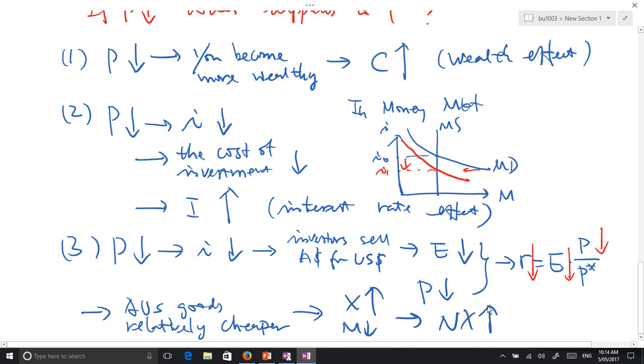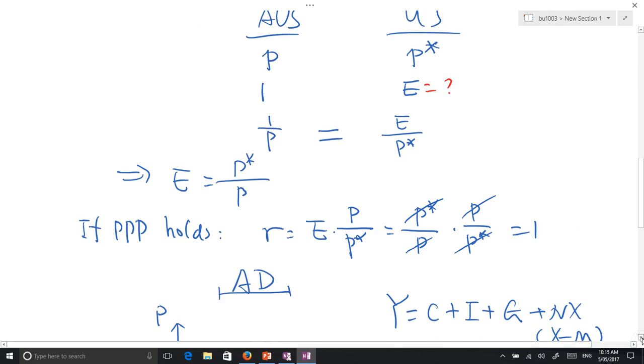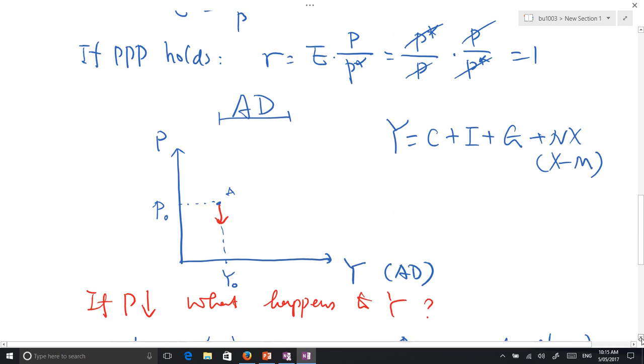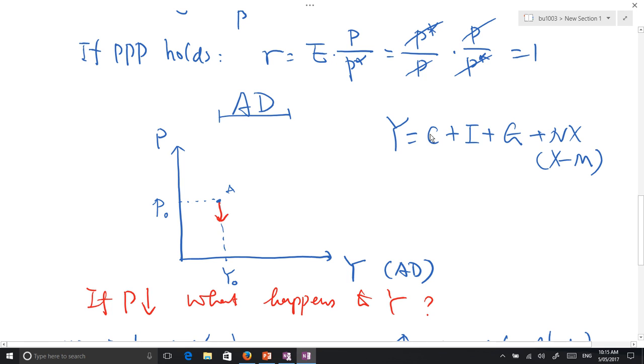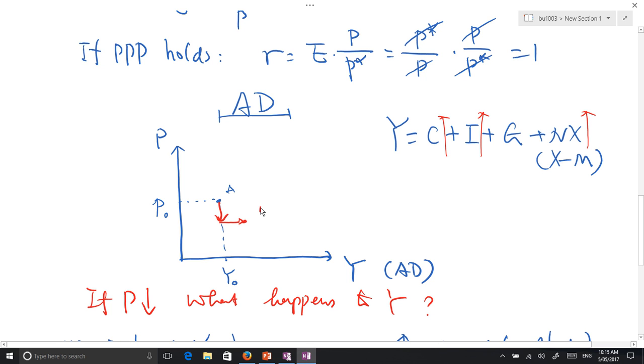So a price decrease, we have three effects. This is the exchange rate effect. So back to the diagram, we see that the price increase causes the consumption to increase, investment to increase, the export to increase through the exchange rate effect. So at point B, link all these points together, we derive the downward aggregate demand curve. So that's the aggregate demand curve.